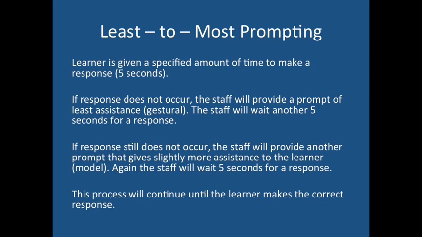When using least to most prompting, the learner is given a specified amount of time to make a correct response. In this case, it is 5 seconds. If the response does not occur within the specified amount of time, the staff will provide a prompt of least assistance. In this case, it's a gestural prompt. The staff will wait again for the learner to emit the response. If the learner still does not make a response, the staff will provide another prompt that gives slightly more assistance to the learner. For example, a model prompt. Again, the staff will wait the specified amount of time for the learner to make a response. This will continue until the learner makes the correct response.